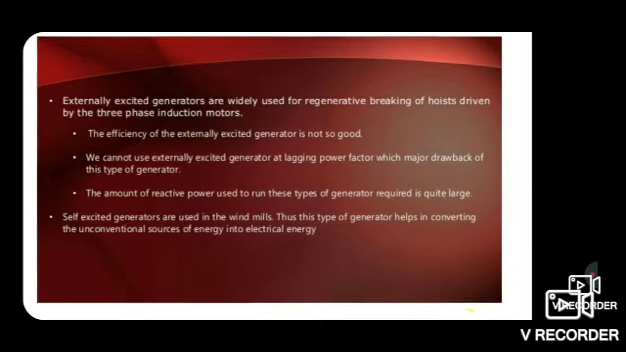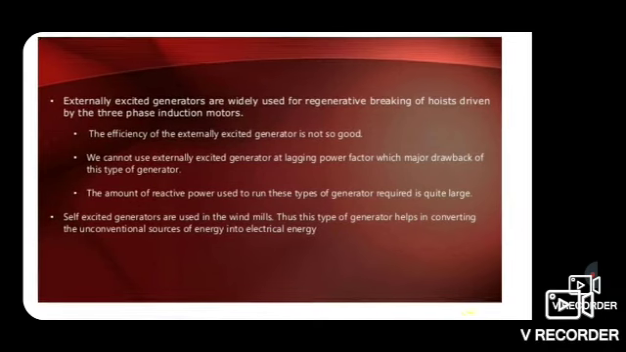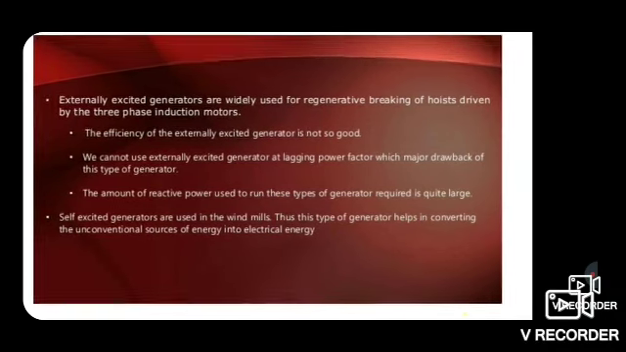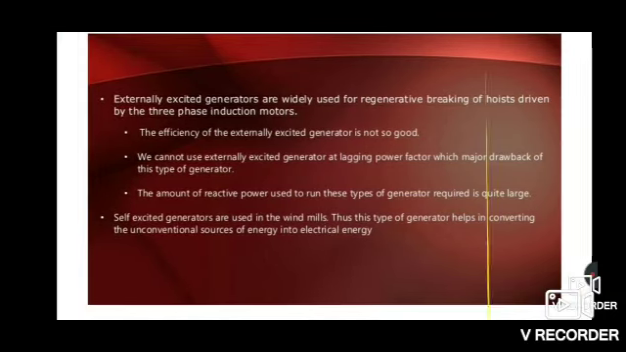Self-excited generators are used in windmills. Thus, this type of generator helps in converting the unconventional sources of energy into electrical energy. They are the applications of synchronous generator. It acts as an induction generator. It is used for regenerative braking. It is used for windmills. These are the applications of synchronous generator.